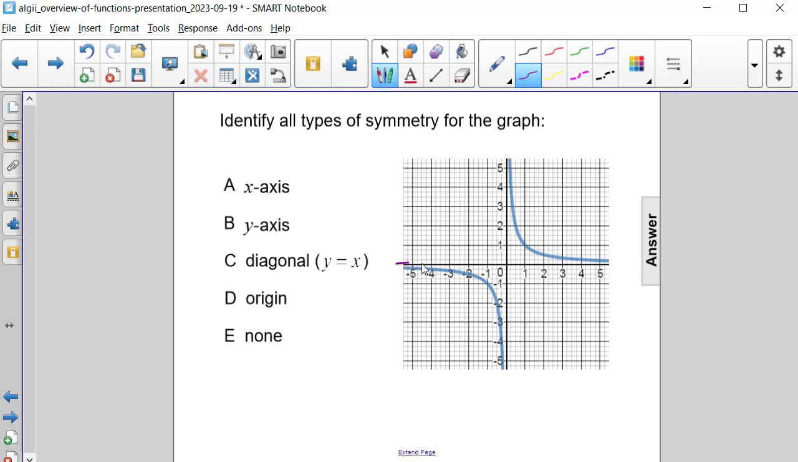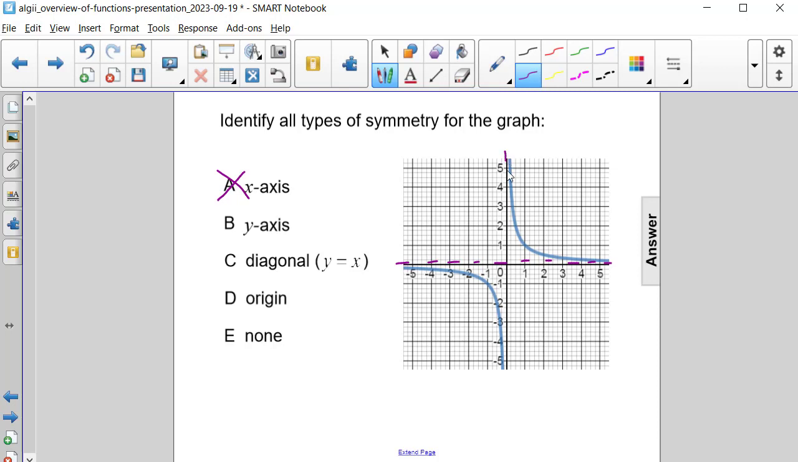If we had symmetry across the x-axis, it would be the same above and below this dotted line. And it's not. If it was symmetric about the x-axis, we would have this section over here, but then we would have another section going down this way. So that's why it's not symmetric about the x-axis.